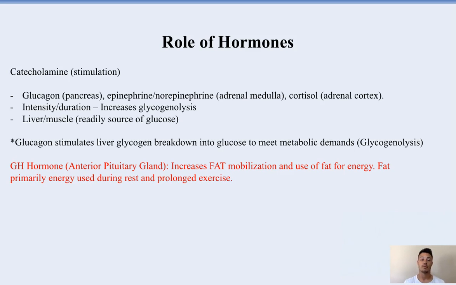I wanted to mention the role of hormones because we see here, for instance, glucagon stimulates liver glycogen breaking down into glucose to meet metabolic demands. As I explained before, glycogen can be stored in the liver and muscle. When glucose is depleted in the bloodstream, this hormone glucagon will stimulate this breakdown. Also, we see GH hormone mobilizing fat, and the use of fat for energy, primarily used during rest and prolonged exercise.